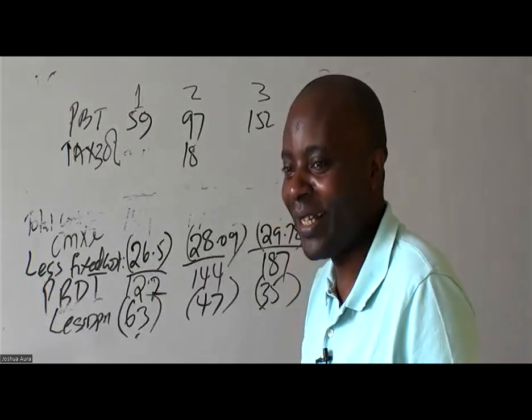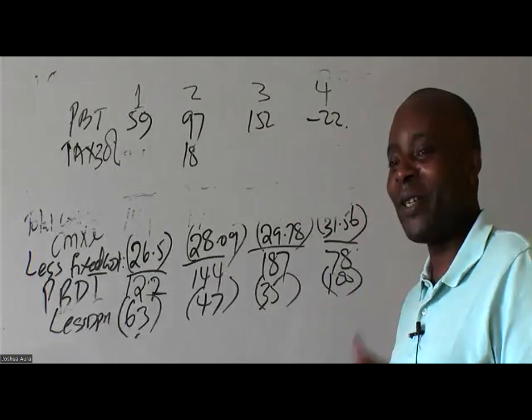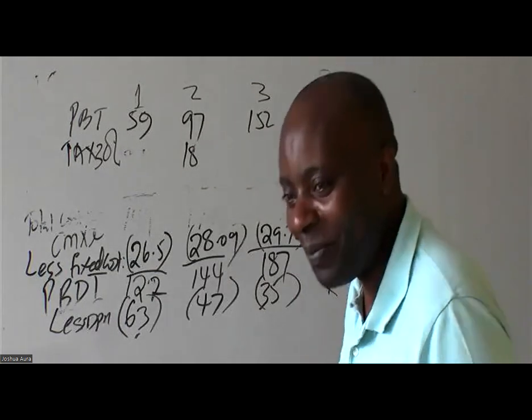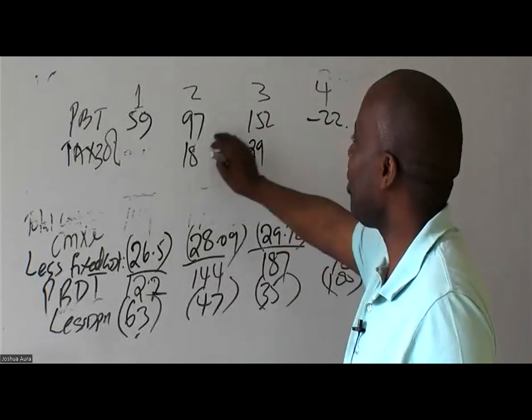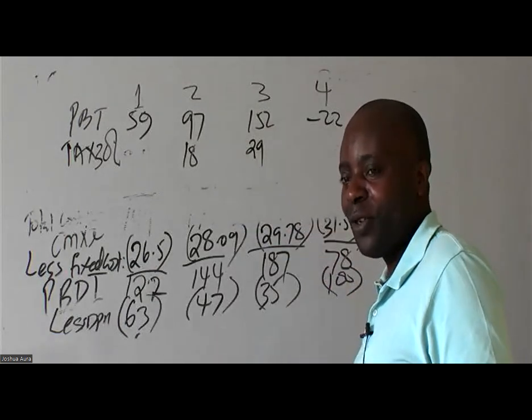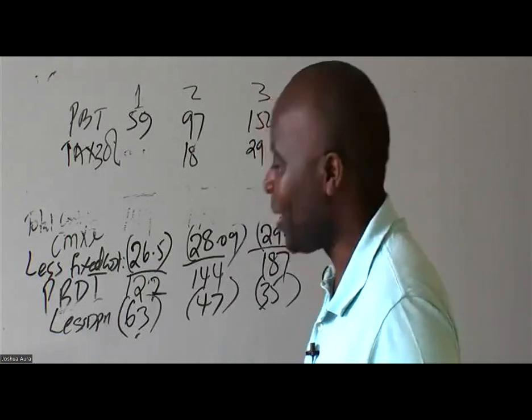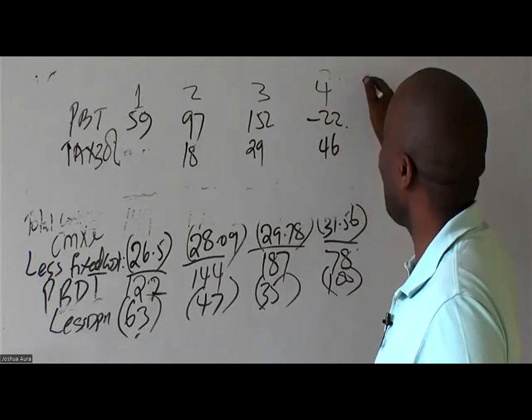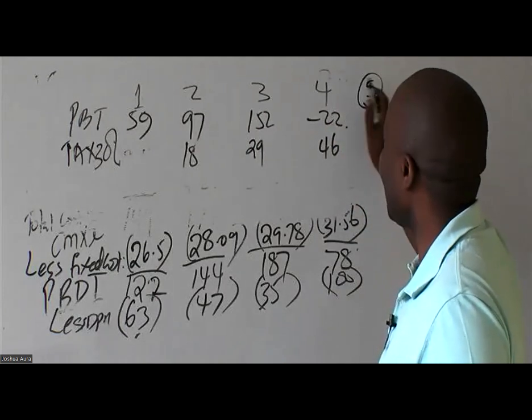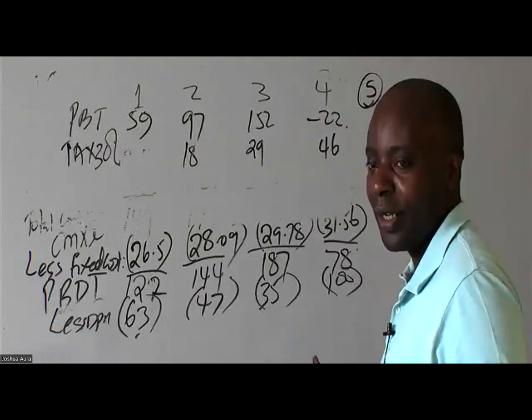Paris amestuka sana. Paris will overcome, don't worry. You'll overcome Paris. So nasema 29. Aya, 30% of 152, 46. Aya, how about 30% of negative 22? Now we have to introduce year 5 to take care of this staggered taxation.